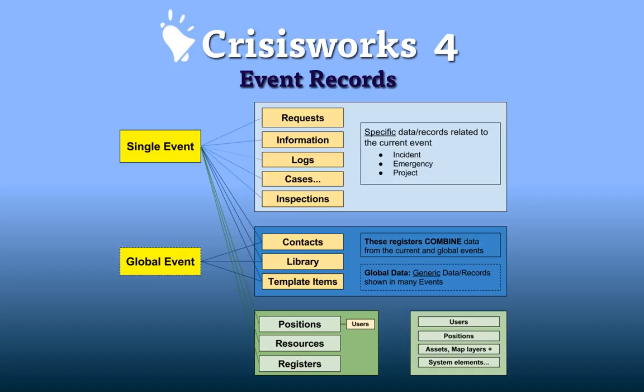This diagram here shows how a single event has its own data, which is just for that event only, and that includes contacts and requests and everything else. But we also have contacts that come from the global event, so they're all intermixed together. And down the bottom, in the green area, this is really describing system data, which is available to everything, and that's resources and positions and some of the security settings, etc.